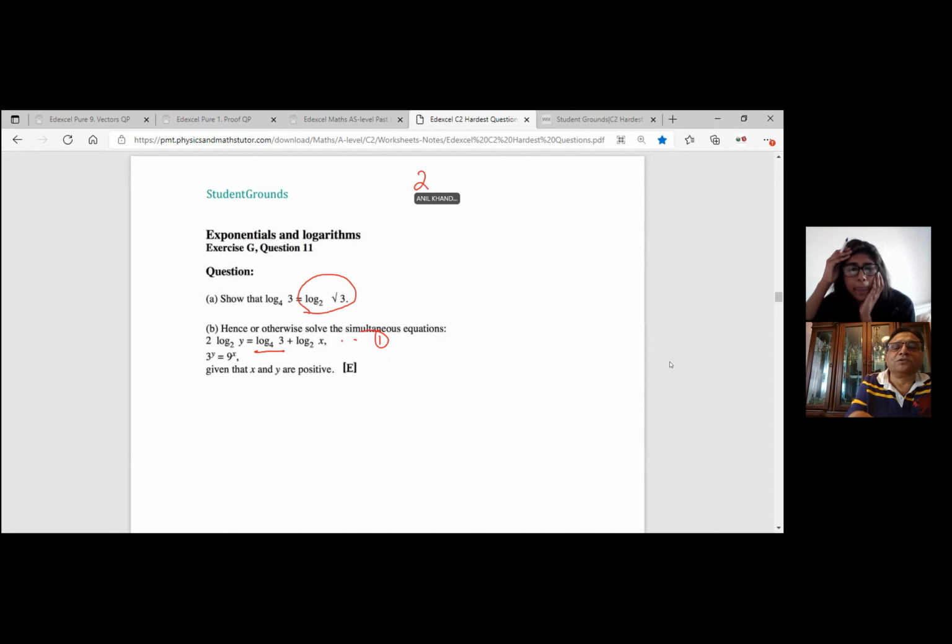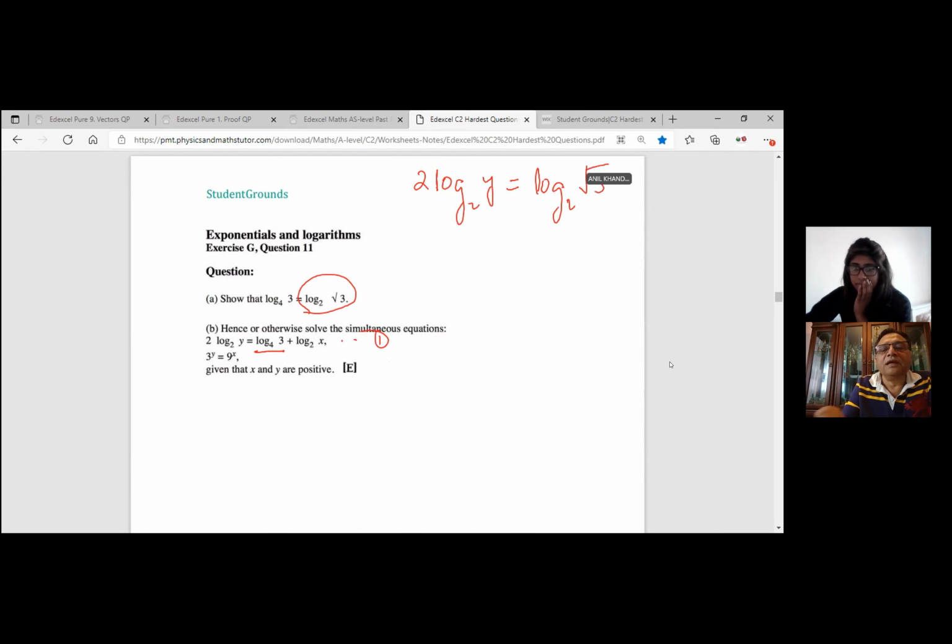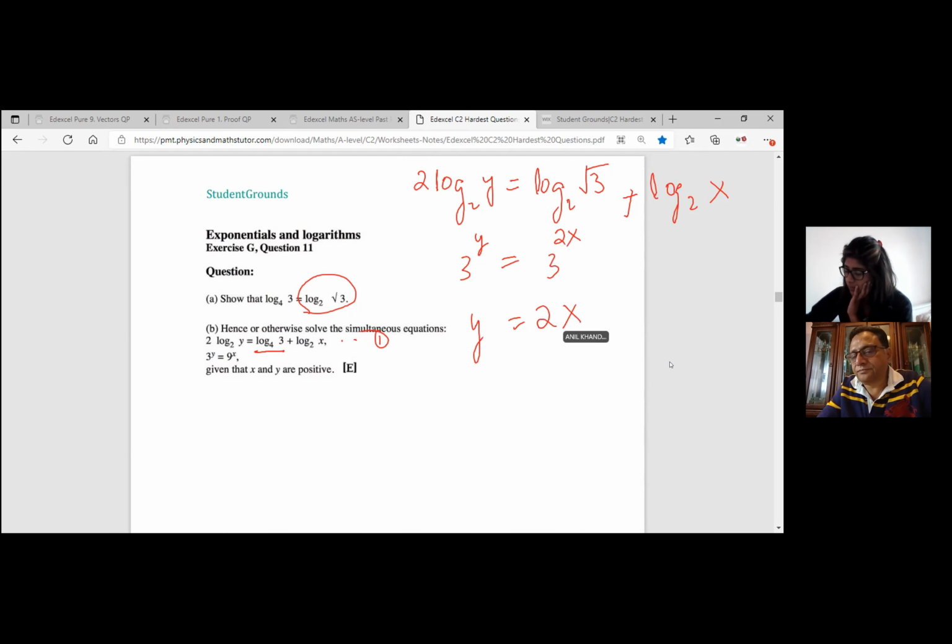So we'll do that. So 2 log to the base 2 of y equals, we are substituting log to the base 2 of square root 3 for log to the base 4 of 3, and then we'll add log to the base 2 of x. This is one equation. The other one is 3 to the power of y equals 9 to the power of x. 9 is 3 square, right? So it is 3 to the power of 2x. That gives you y equals 2x. Is this clear to you?